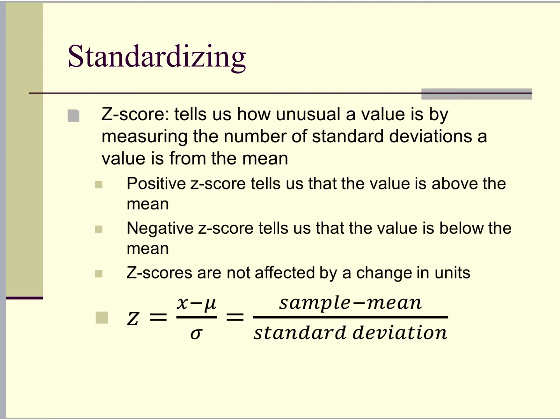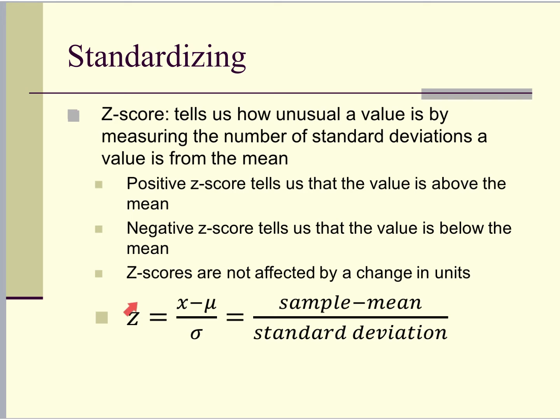One of the things we do in this chapter is called standardizing. We standardize a score by using what's called the z-score. The z-score tells us how unusual a value is by measuring the number of standard deviations a value is from the mean. If a z-score is positive, it tells us that the value is above the mean, and a z-score that is negative tells us the value is below the mean. The z-score is not affected by changing units, which is one of the reasons why we use it, because whether I'm comparing feet or yards, the number of standard deviations from the mean I am doesn't change.